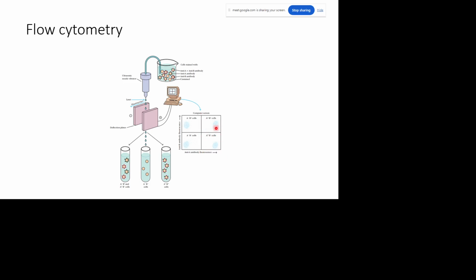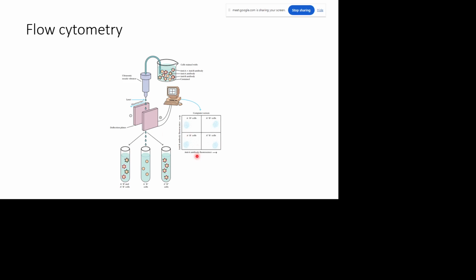And then if you merge green and red, you will get the cells which are expressing both A and B. That's why they are bound with both anti-A and anti-B, right? That means they will emit the red as well as green, so they will be in the second quadrant. So that is flow cytometry, where we can sort the cells based on the proteins they are expressing on the cell surface.